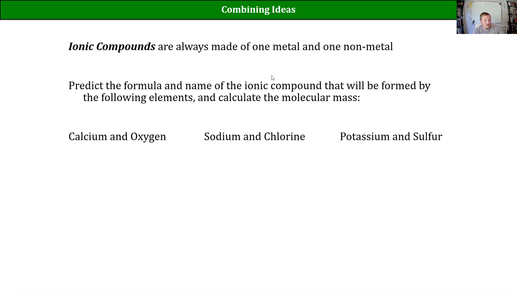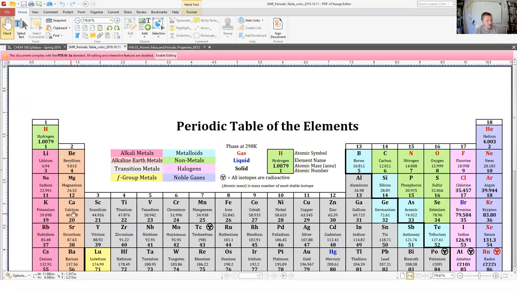So if we're trying to predict the formula of an ionic compound, we need to know what the charges are of the individual ions. And once we know that, we just pair up enough of those ions so that the total charge on the compound adds up to zero. So for instance, if we look at calcium on the periodic table and oxygen on the periodic table, calcium becomes most stable if it can give up two electrons and become calcium with a plus two charge, right? It's got two electrons in its 4s orbital. If it gets rid of those, then it's just got the same number of electrons as argon, and you've got a stable electron configuration.